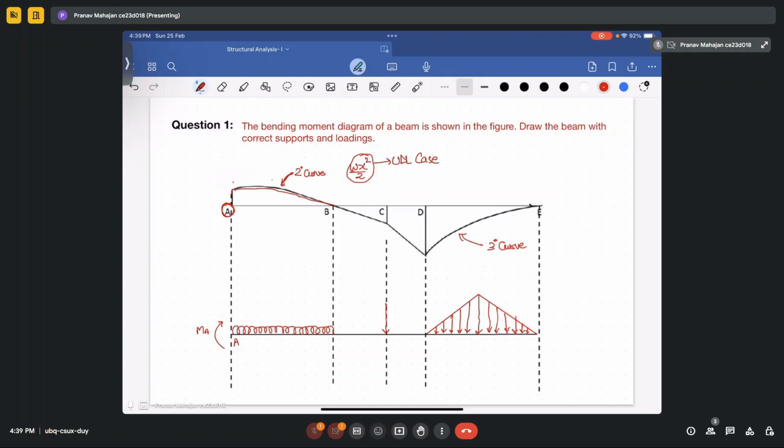Sir, one doubt is there that between D and E, it will be uniformly varying load. Right. But I think from D to E, it will be always varying, sir. But it looks symmetrical about the center between D and E.